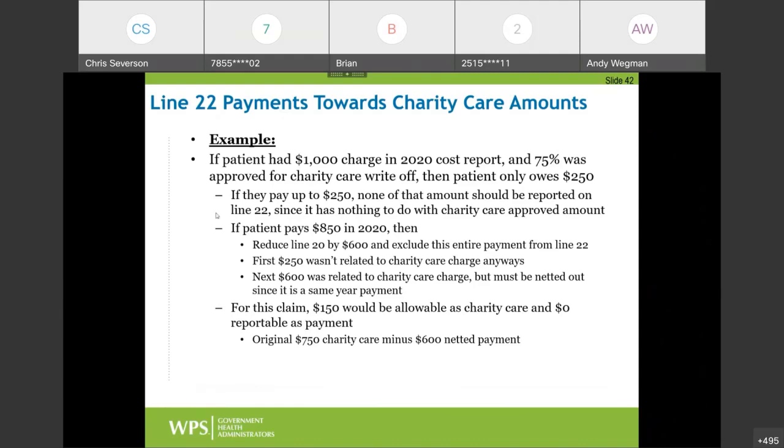So what that means is line 20 needs to be reduced by that $600, and we don't want to see that $600 on line 22. It's a current year payment against a current year charity care charge. Both of them need to be removed. It was netted against the charity care charge. So in this case, only $150 would be allowed as charity care, and there's nothing to be reported as payment.